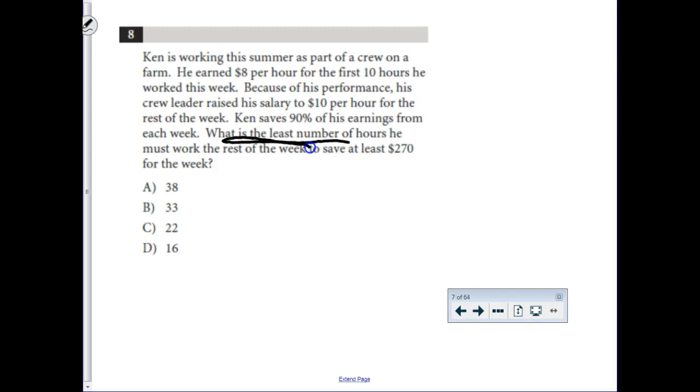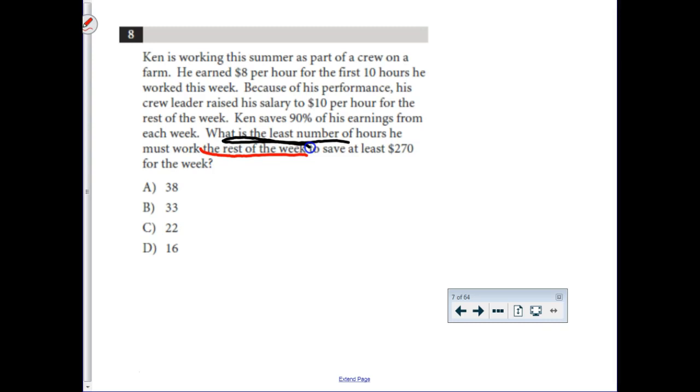Now, keep in mind, you don't get a calculator on this question. So plugging and chugging a whole bunch is not really my favorite way to do this question. You're welcome to, though. Oh, be careful. It says the rest of the week. So these are his, like, quote, overtime hours or whatever you want to call it. So, for instance, if we thought 16 was the answer, he already worked those first 10 hours at the other part of the job. So no matter what, he makes $80.